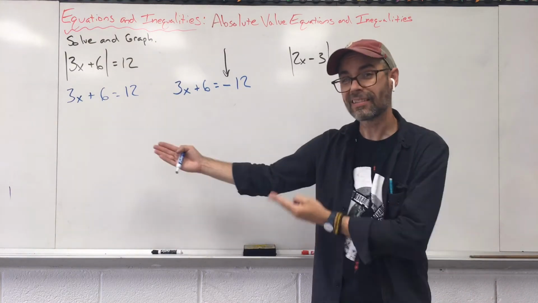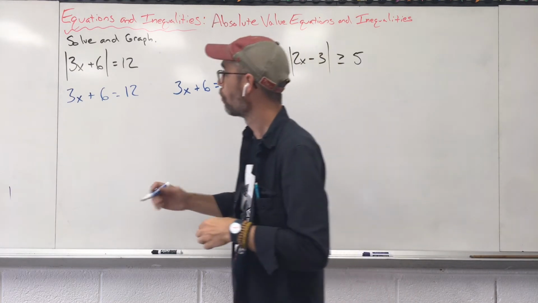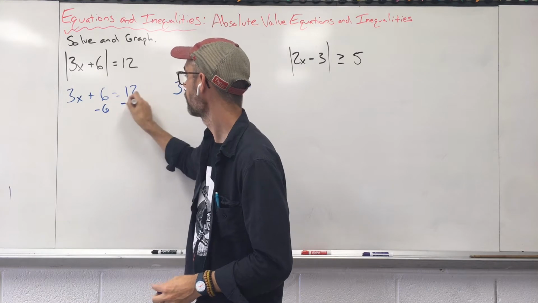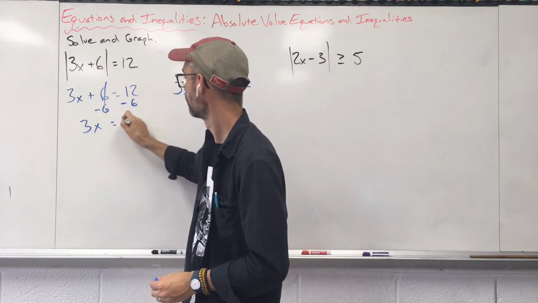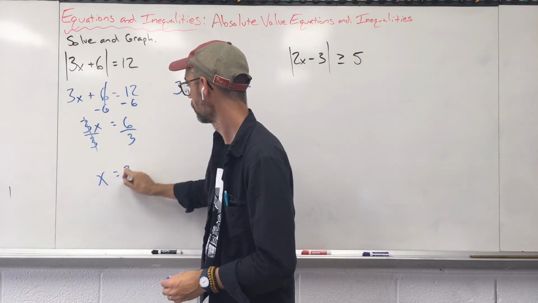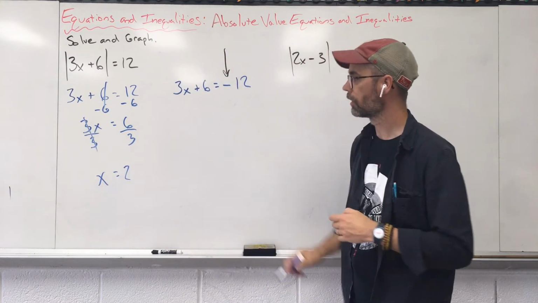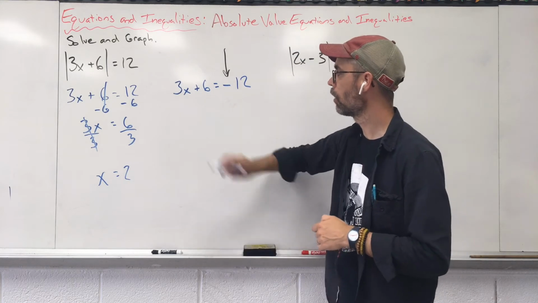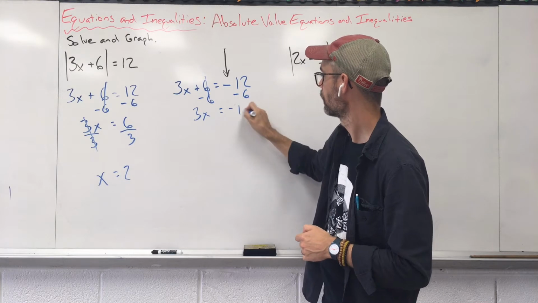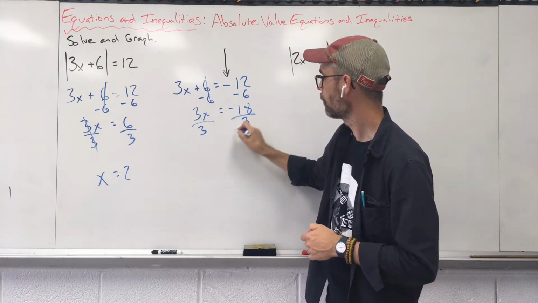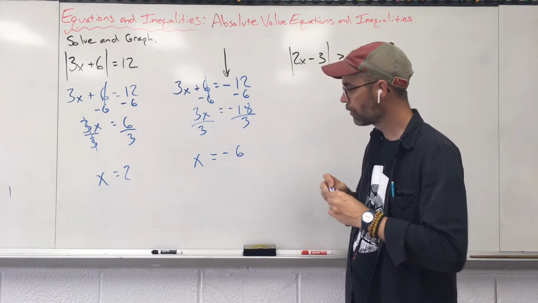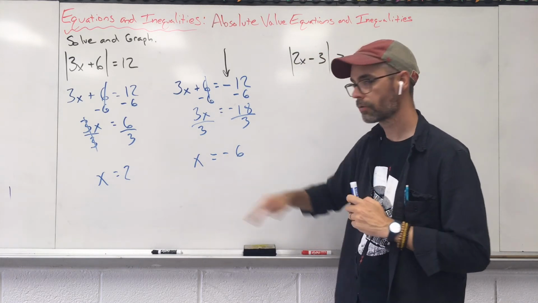All right, let's solve these like you would any other equation. We want to isolate the variable. Let's start doing our inverse operations. Minus 6, divide by 3. Okay, x equals 2. There's one. Second one, subtract 6 from both sides. Divide by that 3. All right, we have two answers here: x equals 2, x equals negative 6.